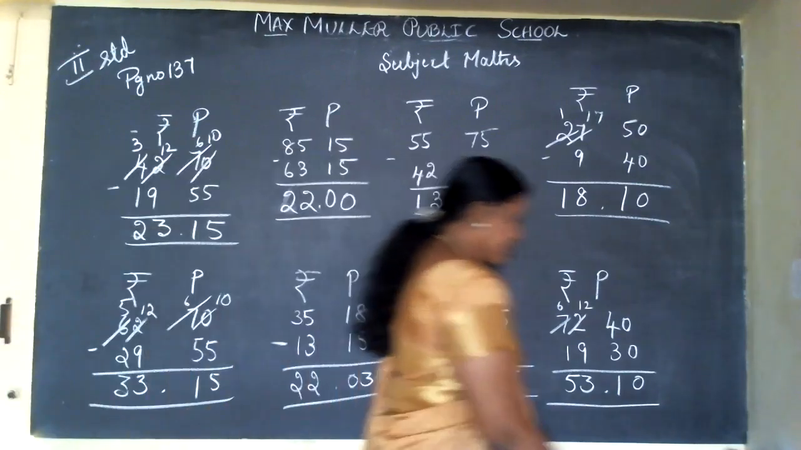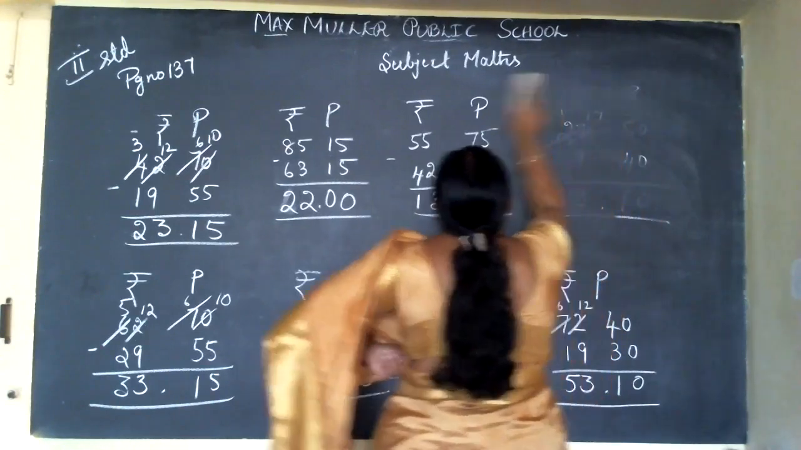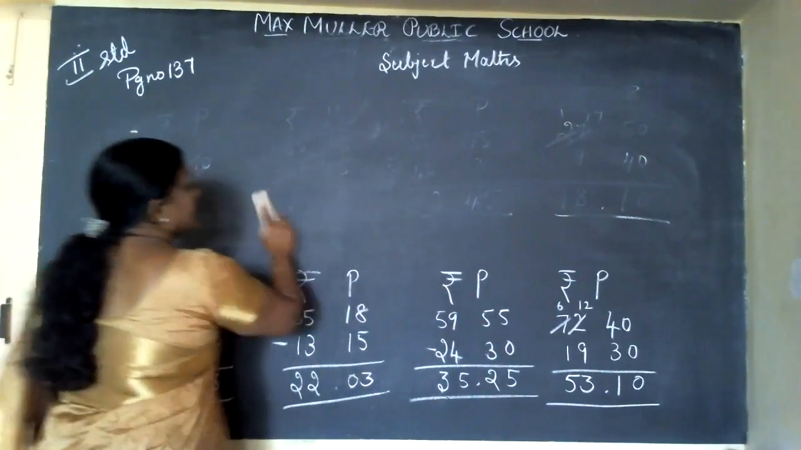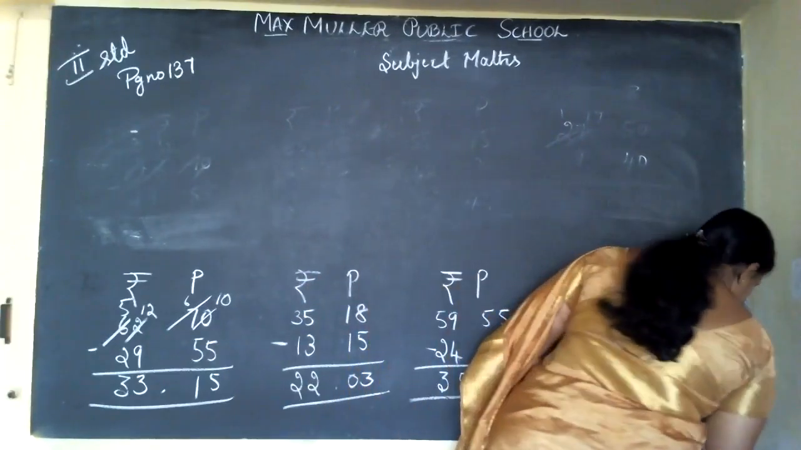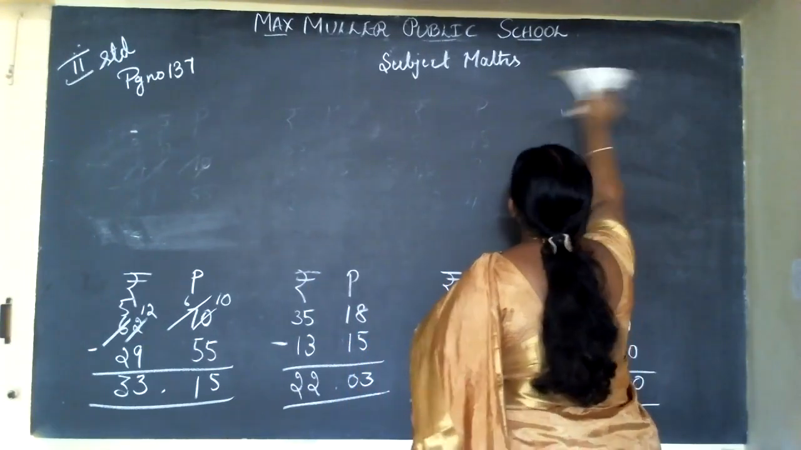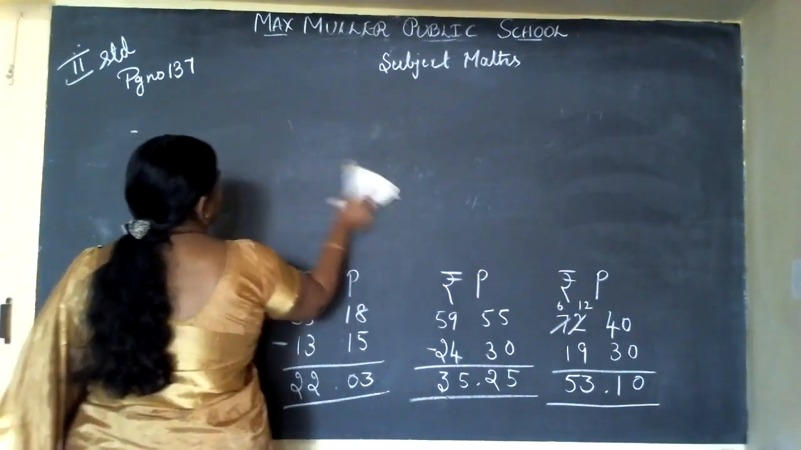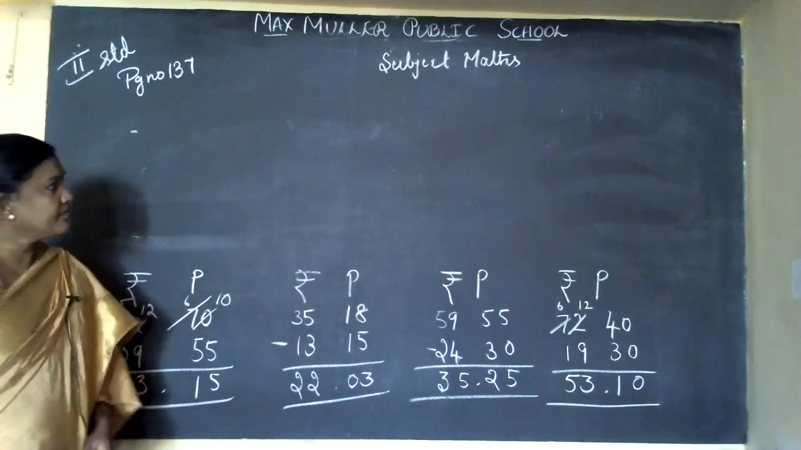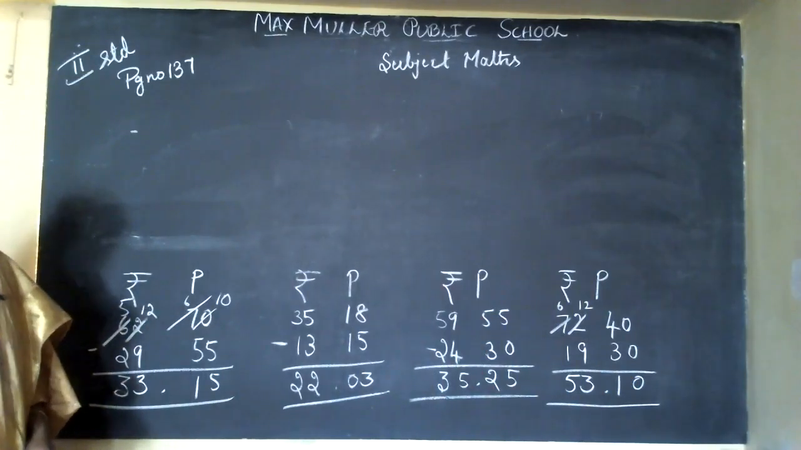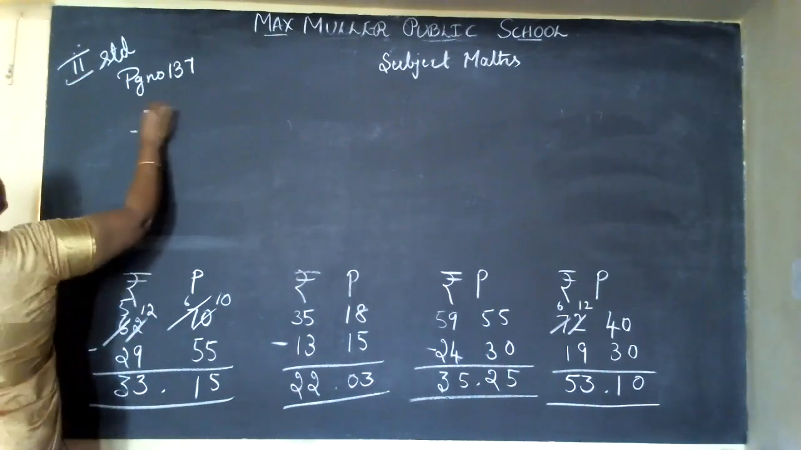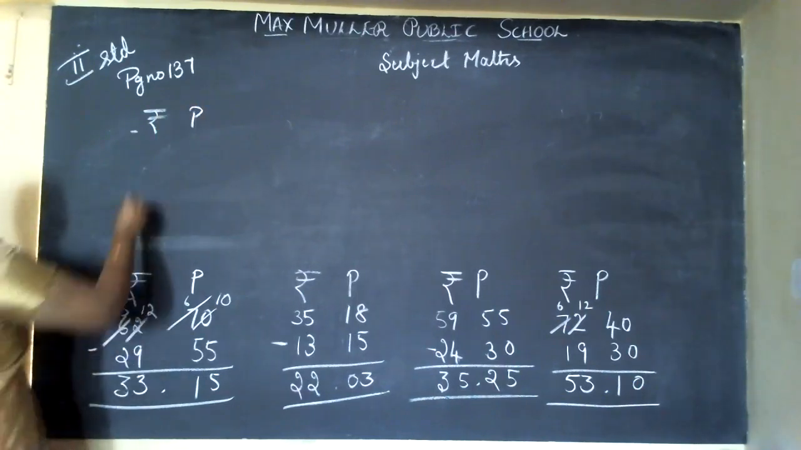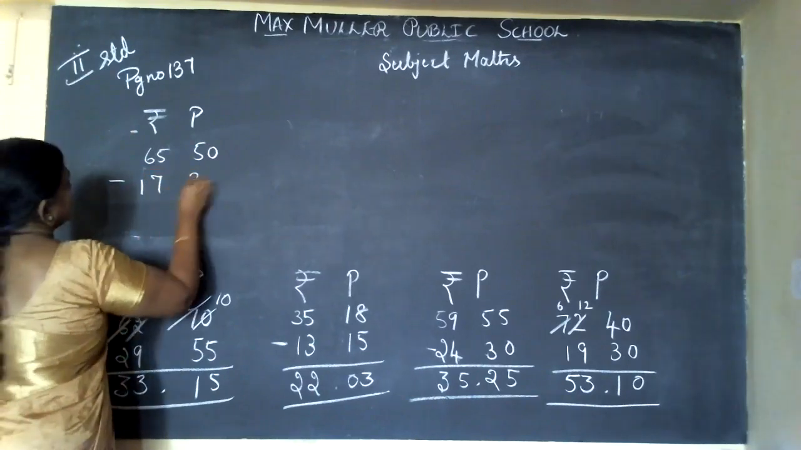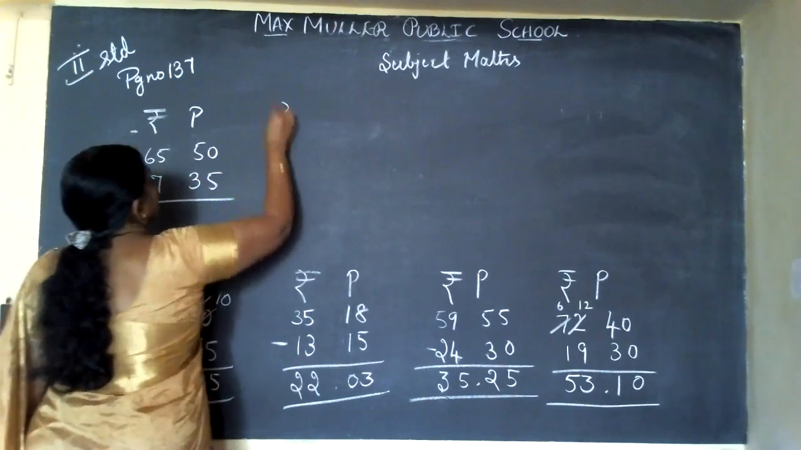Shall I write, children? First line. Now next line, rupees, paisa, rupees, paisa, 65, 50, minus 17, 35, rupees, paisa.